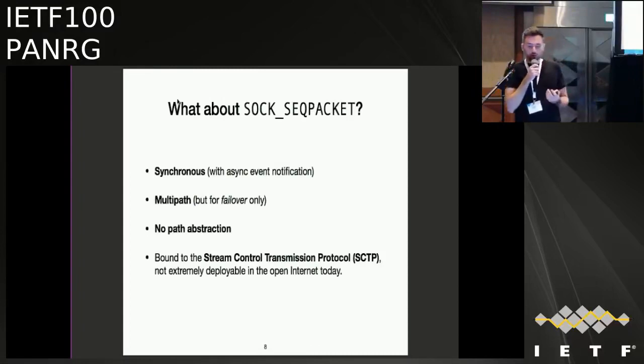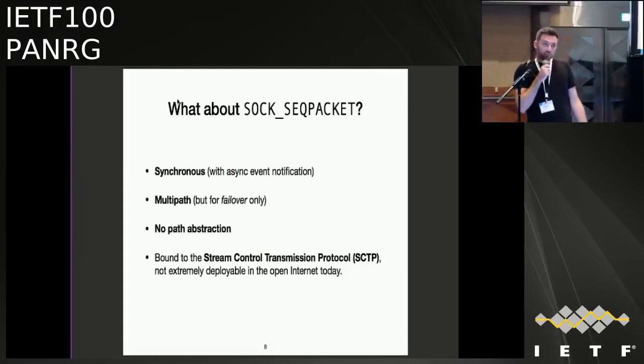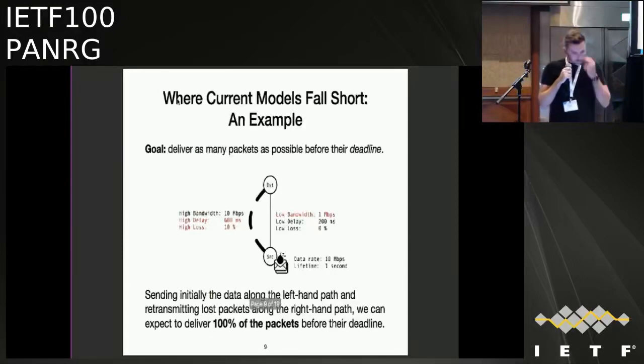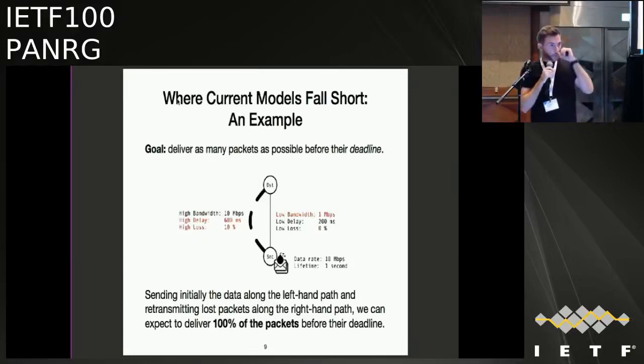And then there's a third abstraction, SOCK_SEQPACKET, which is mainly bound to SCTP, the Stream Control Transmission Protocol, which is not very common and not extremely deployable in today's internet. And it's multipath, but not really. It's mainly for failover. So here's a simple example of where classic models fall short.